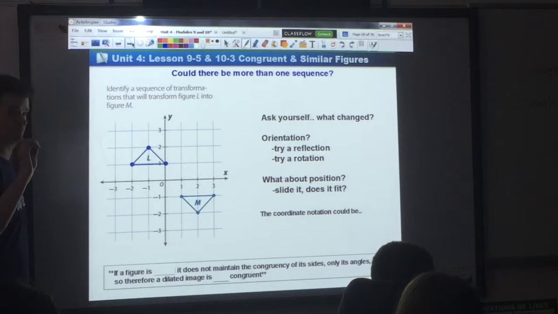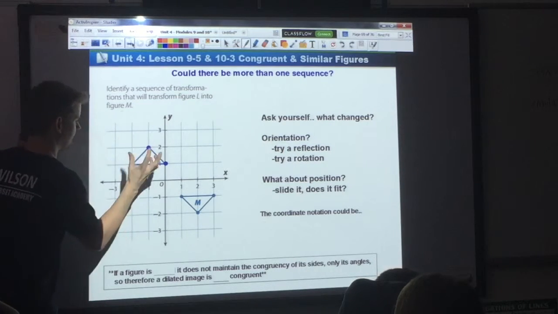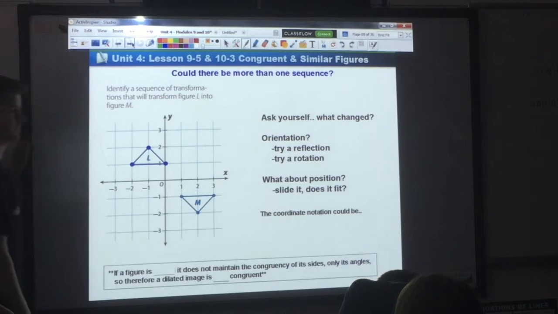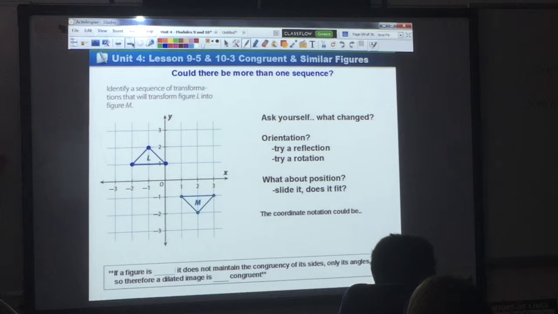Let's try this. Alicia, identify a sequence that will transform L to M. Remember, alphabetical order. We do O, then P. So orientation. Is the orientation wrong? Yes or no? What can you do to try to fix the orientation? You could rotate it. That would work. How many degrees would you rotate?